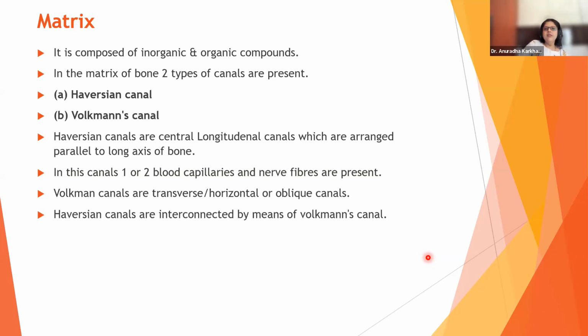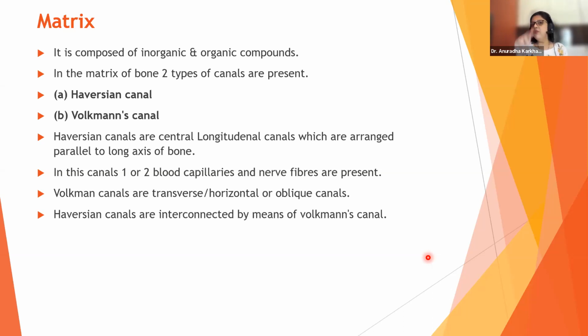Haversian canals are central longitudinal canals which are arranged parallel to the long axis of the bone. So if this is the bone, the Haversian canals will be arranged parallel to the long axis of the bone. They are long, tube-like structures. In this canal, one or two blood capillaries and nerve fibers are present.